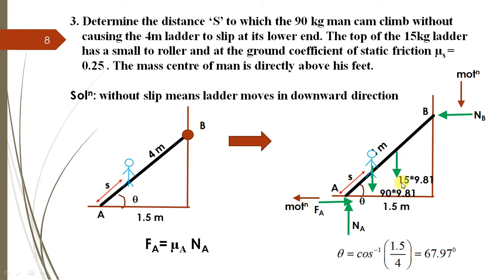The fourth component is the weight of the ladder, that is 15 into 9.81, because the mass of the ladder is 15 kg. The length of the ladder is mentioned as 4 meter. So the weight of the ladder acts at a distance of 2 meter from the ground. So this distance is 2 meter, and this distance is also 2 meter. The man is standing at a distance s in such a way that it will not slide the ladder.